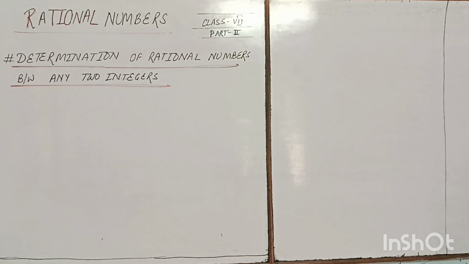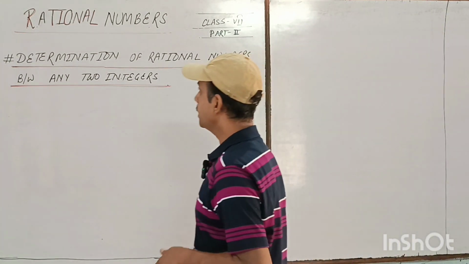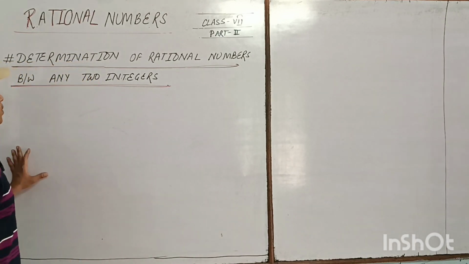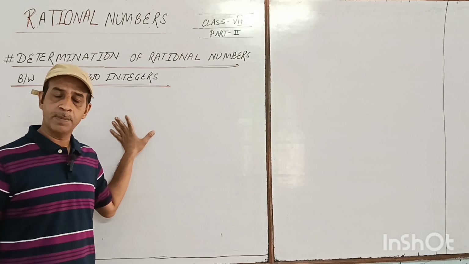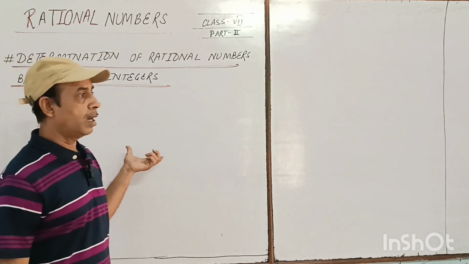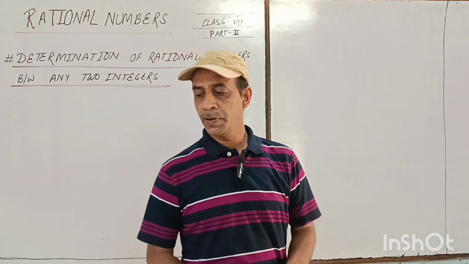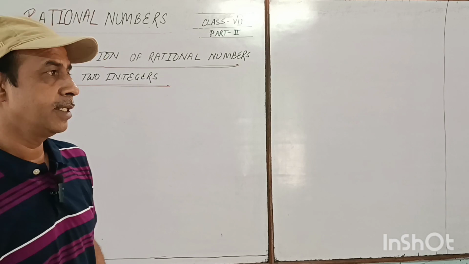Today we will see determination of rational numbers between any two integers. That means we will see about rational numbers between the two integers on the number line.